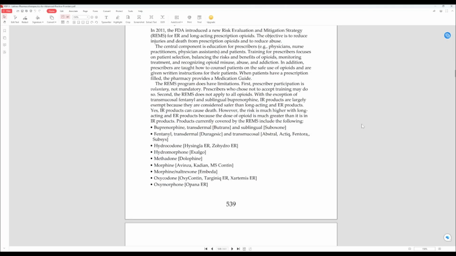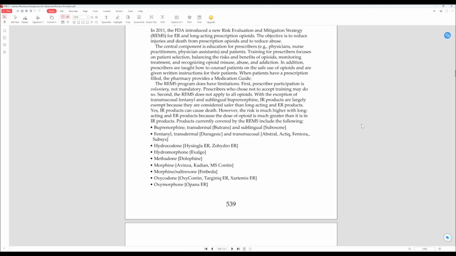The REMS program does have limitations, however. For instance, the prescriber's participation is voluntary and not mandatory. Prescribers who choose not to accept training may do so. Second, the REMS program does not apply to all opioids. There are exceptions, like transmucosal fentanyl and sublingual Suboxone.